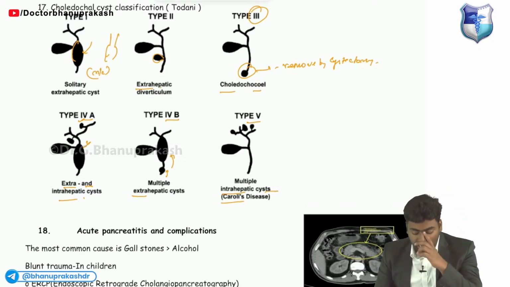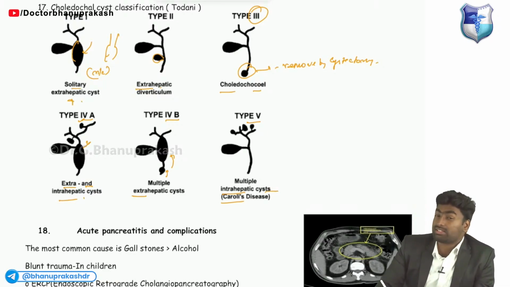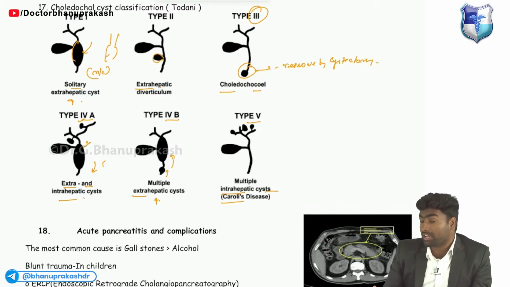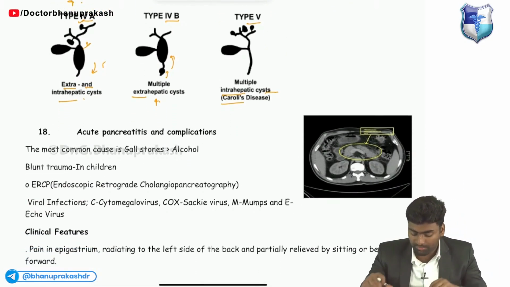So in the case of type 1, it is just solitary, single and extrahepatic. If it is single but like an outpouching, it is known as a diverticulum. And the third one is choledochocele. And 4A has both extra and intrahepatic. Whereas 4B will be extrahepatic only, and it is multiple in nature. And in type 5, there will be multiple intrahepatic cysts, and it is known as Caroli's disease. Fine. So these are the things you need to remember.